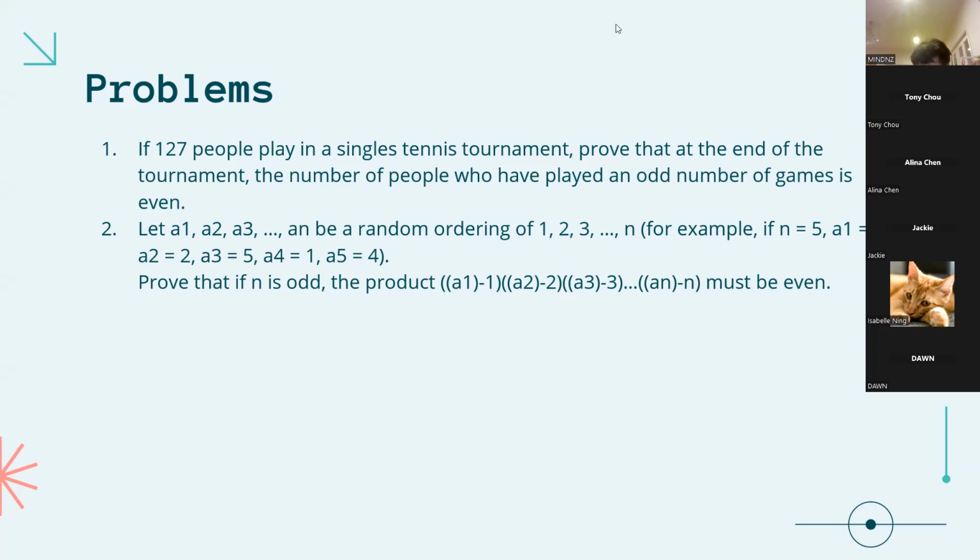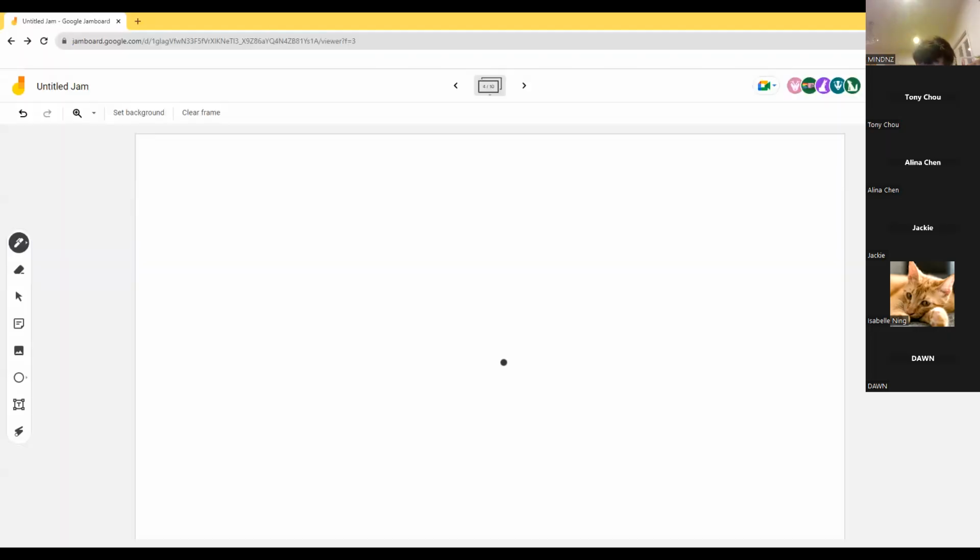Okay, so I'll begin presenting the solution for problem 1. We have 127 players and they play games. You should probably assign a number to the amount of games that each player plays. We'll say the first player plays A1 games, the second player plays A2 games, and so on up to the 127th player. And we want to prove that the number of players who have played an odd number of games is even.